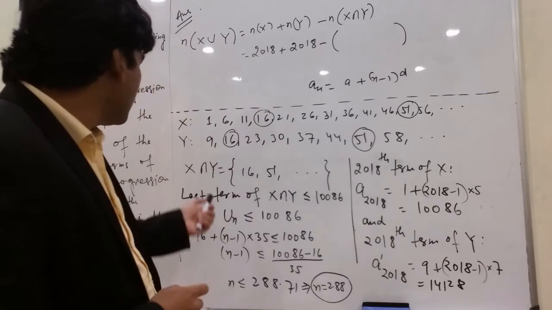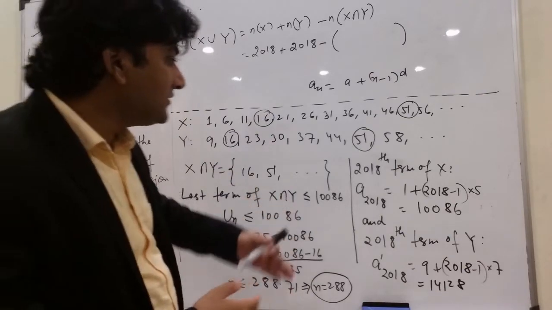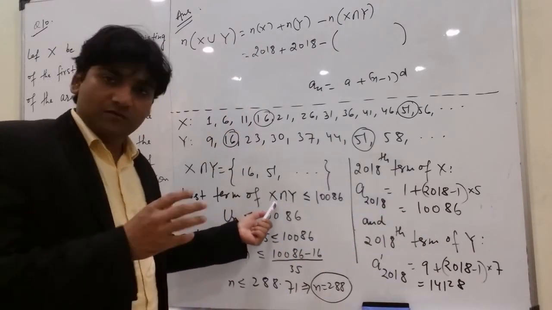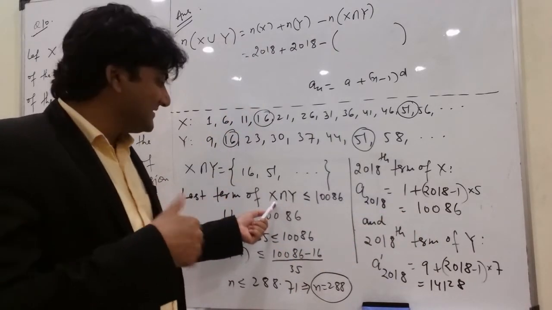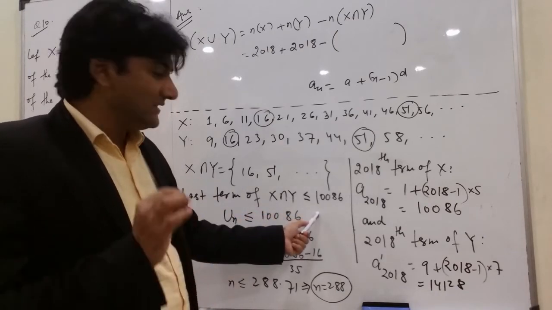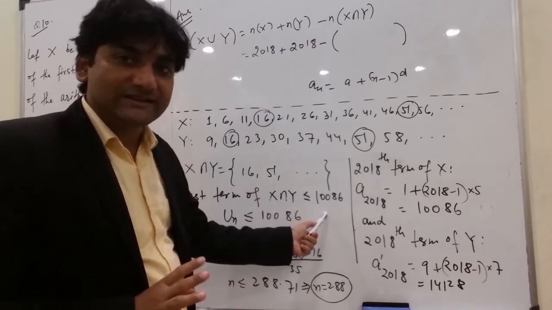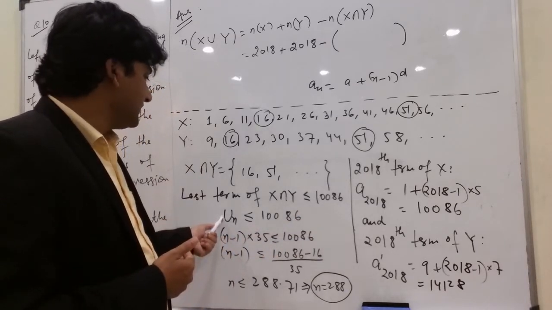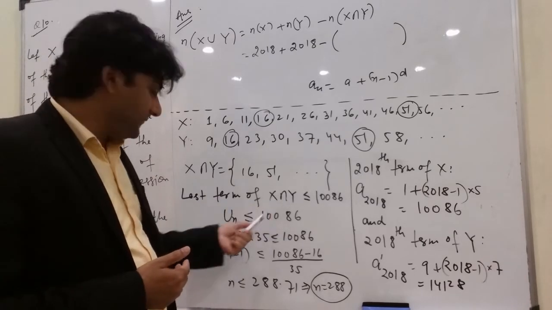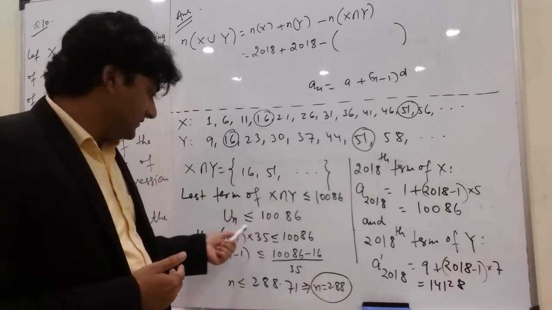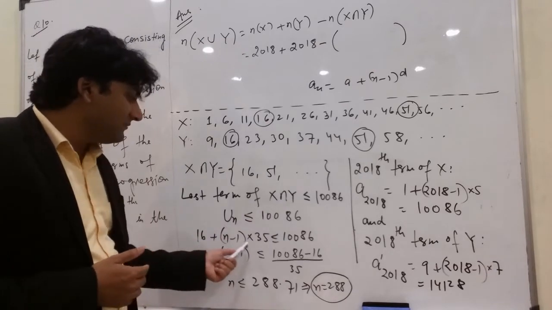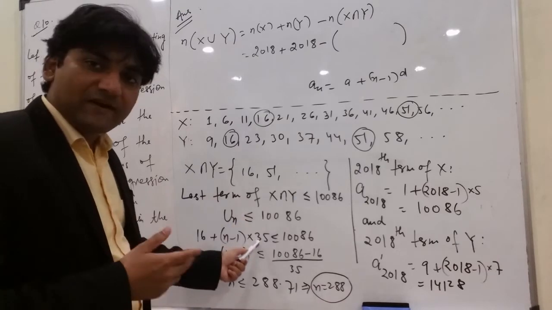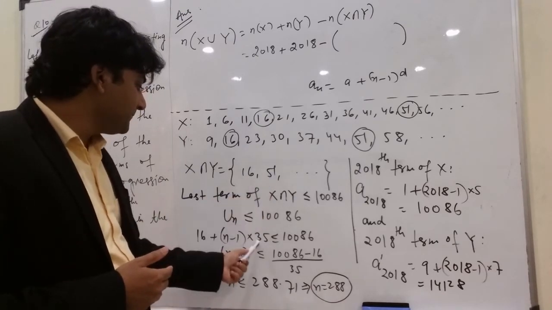By the way, our common elements cannot exceed 10,086. So the last term of the common elements, I mean X intersection Y, is always less than or equal to 10,086. So u_n, the last term of X intersection Y, is less than or equal to 10,086. Now u_n equals 16 plus (n minus 1)d again. 16 is the first term, and d, 35, is the common difference, 51 minus 16.